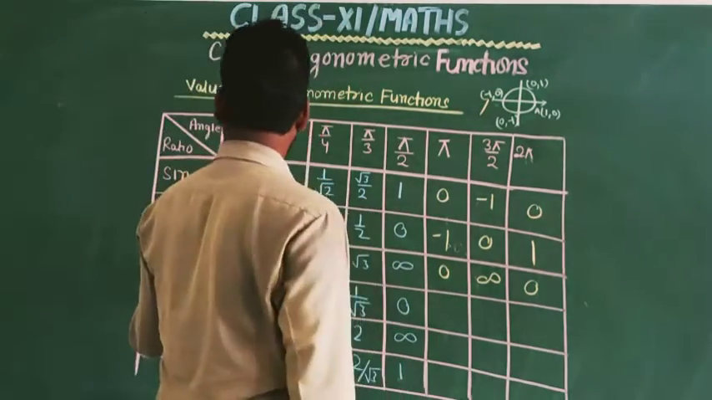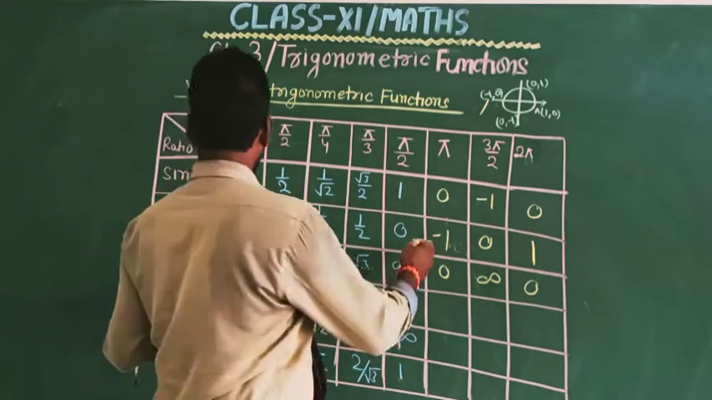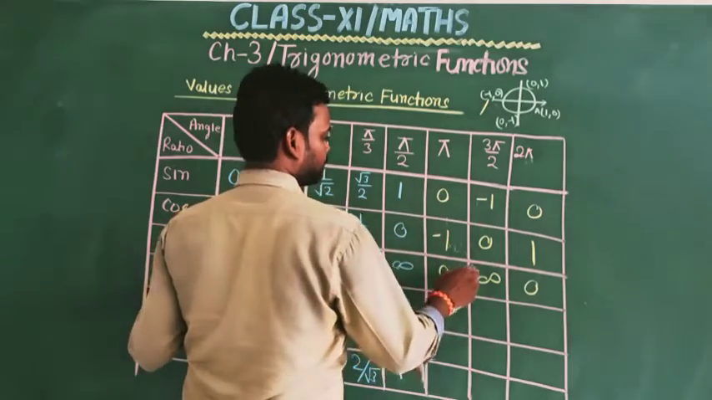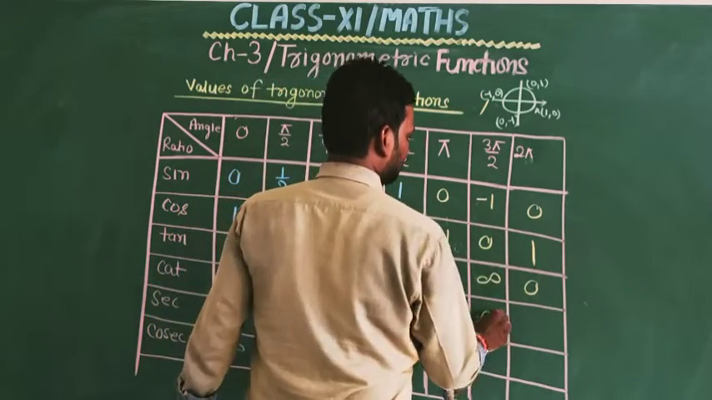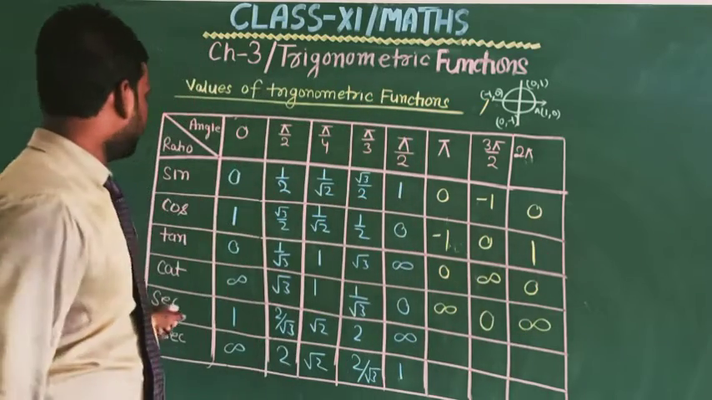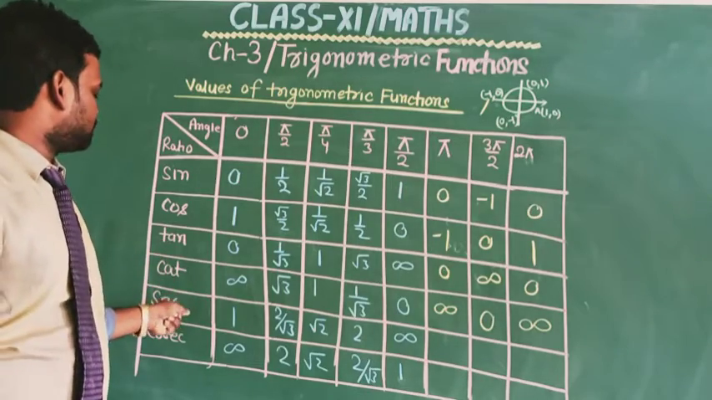and next for the cot. So this is cos upon sin. So minus 1 divided by 0 is infinite, and 0 divided by 1 is 0, and 1 divided by 0 is infinite. Okay, and for the sec, sec is equal to 1 upon cos.